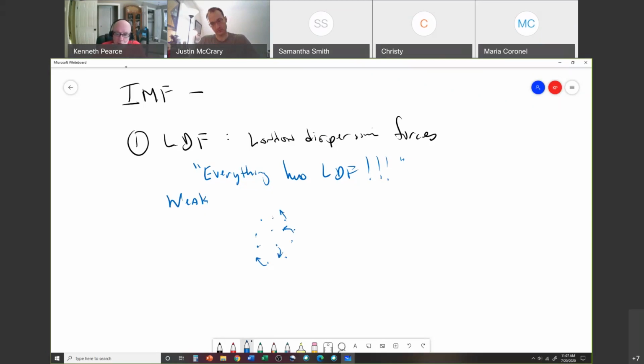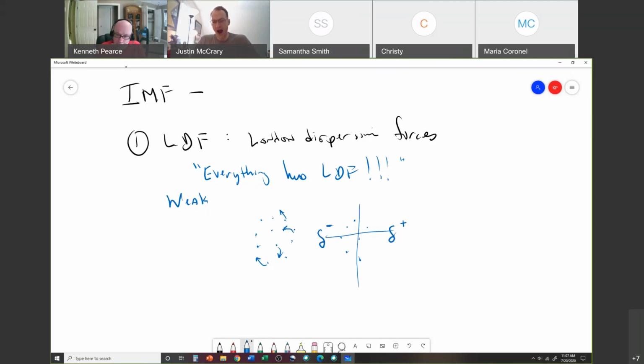But every now and then, the electrons will be a little bit more on one side than the other. If they're a little bit more on one side than the other, then this side ends up becoming a partial negative, and this side ends up becoming a partial plus. Just for an instant. Just for an instant.